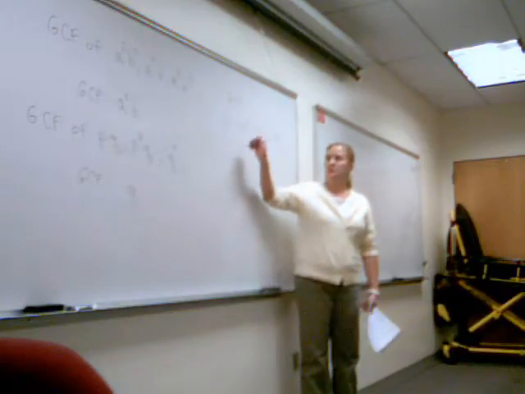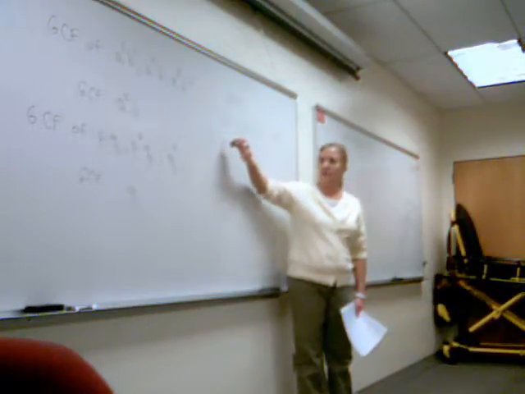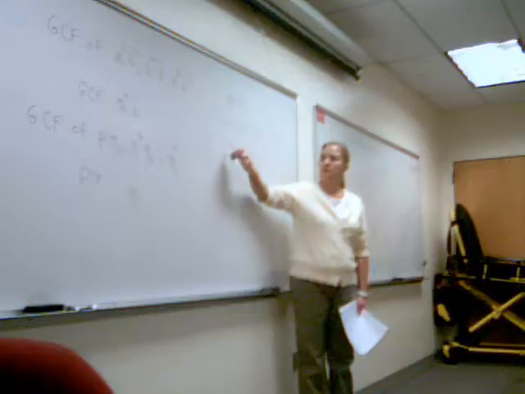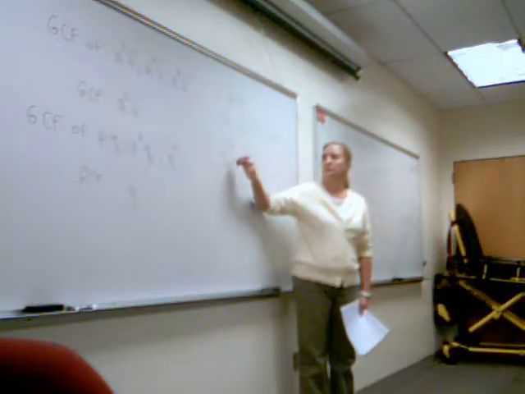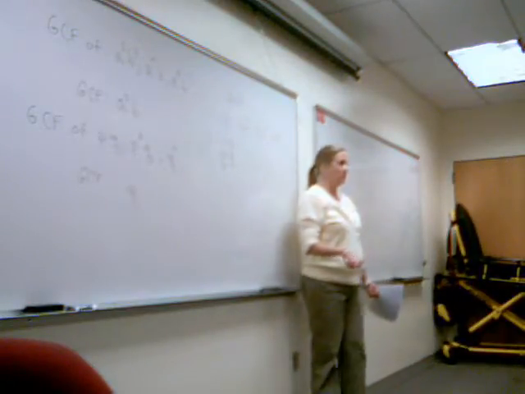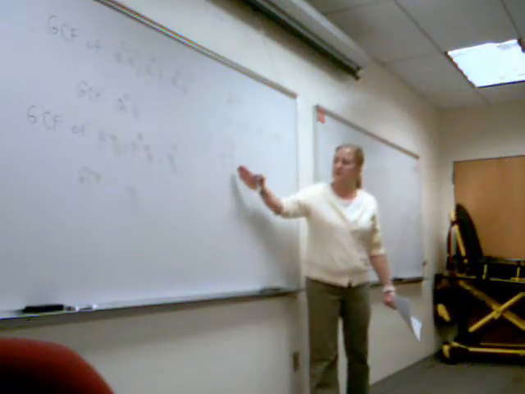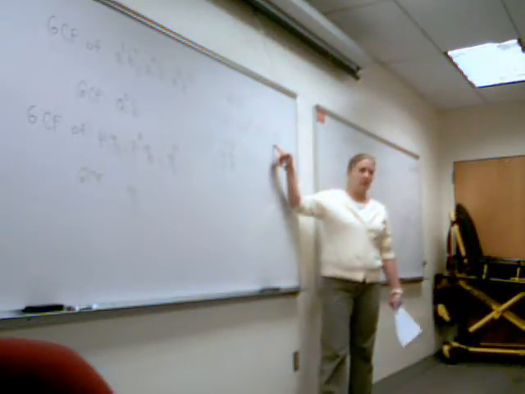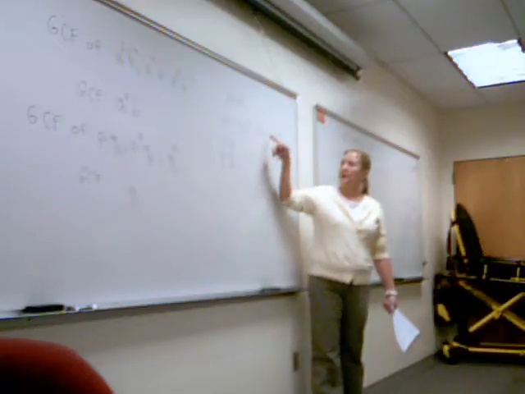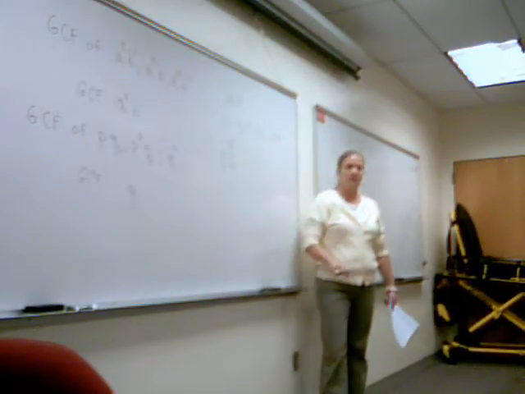Let's take this one, 12. Different combinations or factors are 1 and 12, 2 and 6, 3 and 4, right? Those are the factors of 12. I need to look at these numbers and see if they'll go into both of these. 12 will not go into these, so I know that's out.